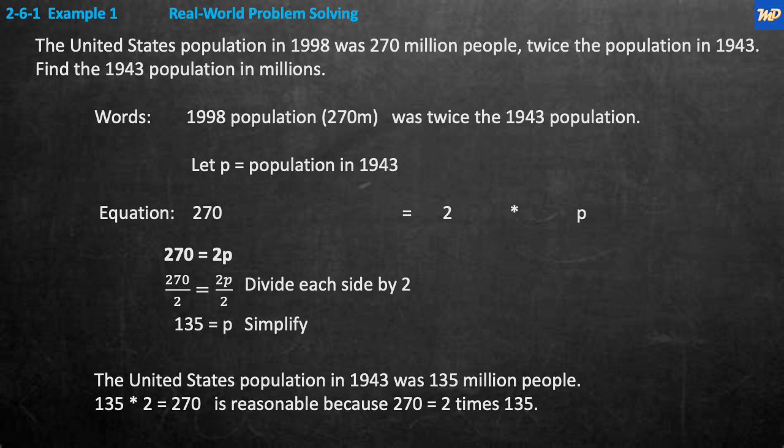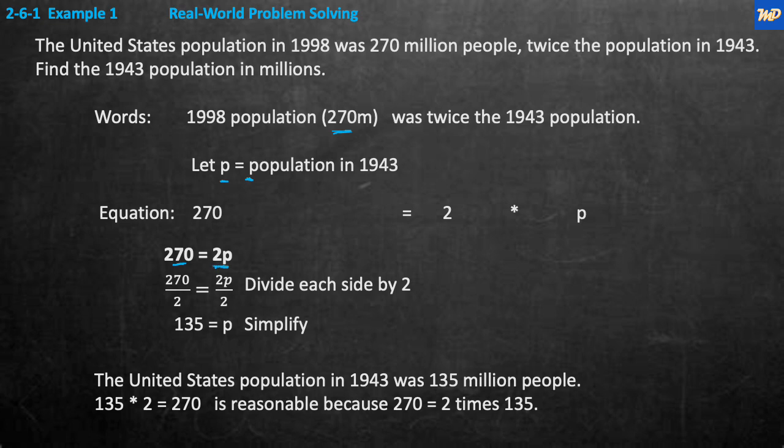So if we let P equal population, remember we always like to set the variable equal to the first letter of what the variable stands for, so it's easier to remember. So then we get the equation: 270, the population in 1998, is equal to 2 times the population. P is the population in 1943. So our equation then turns out to be 270 is equal to 2p.